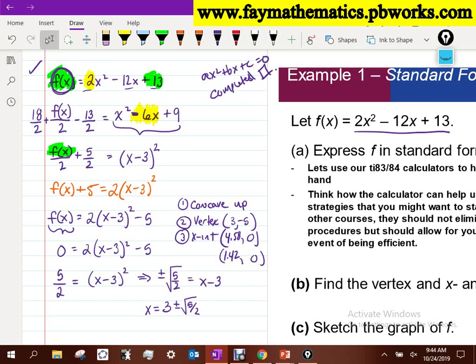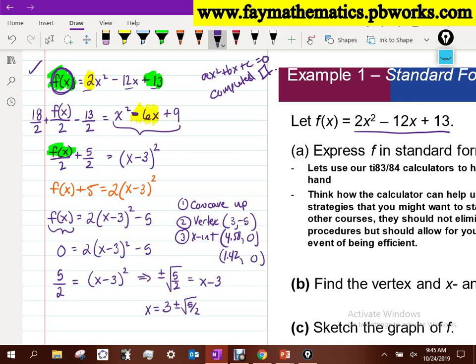Equidistant. Good. So if I take 3 and subtract from it 4.58, or just take the absolute value of 3 minus 4.58, I get 1.58, right? Take 3 minus 1.42. You get 1.58. Does that make sense? So that can be kind of a check. That's a relationship that should always work to make sure you've got the right x-intercepts and the right vertex. If they're not symmetric, then you don't have the right work. Okay.